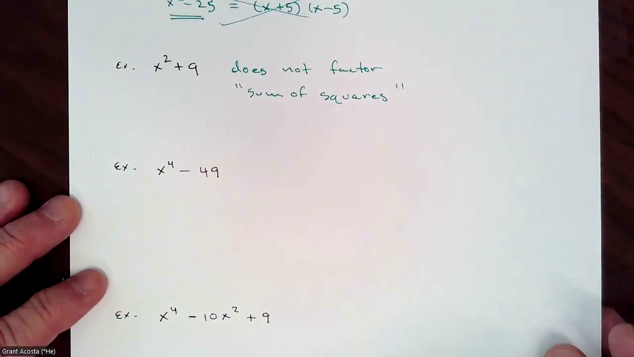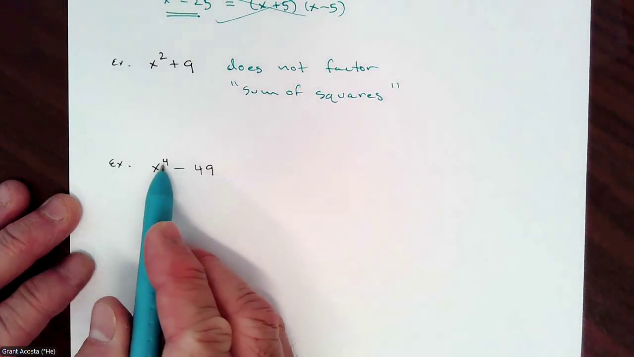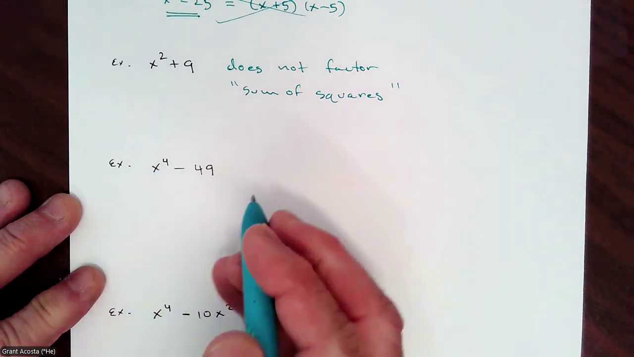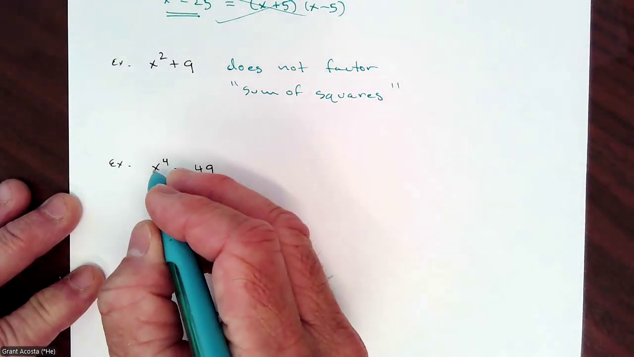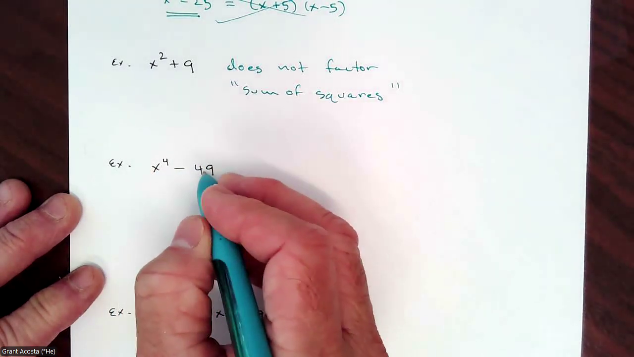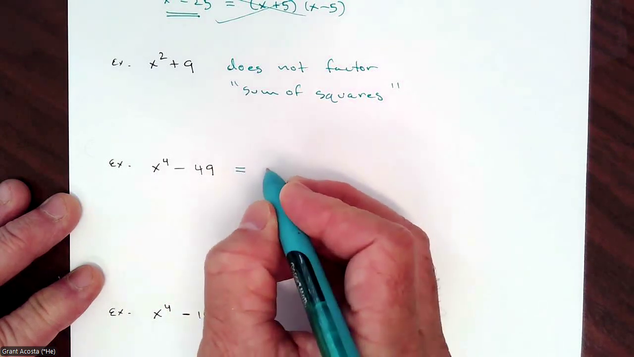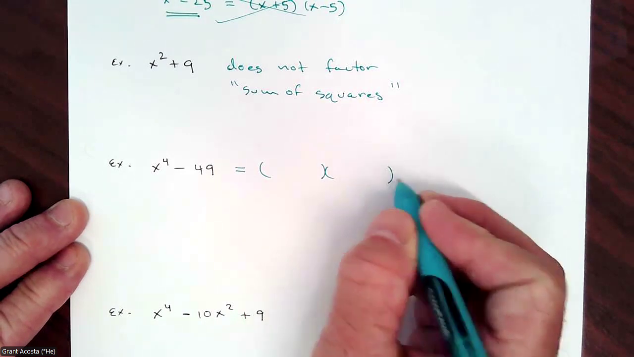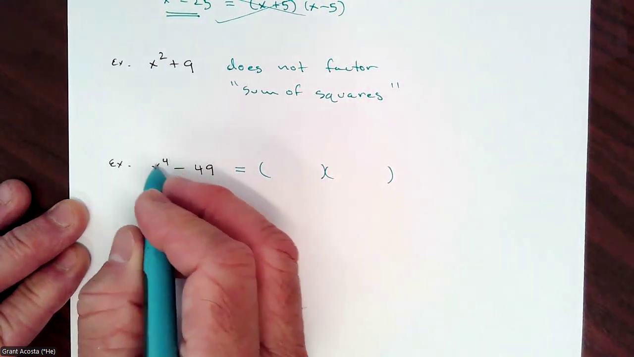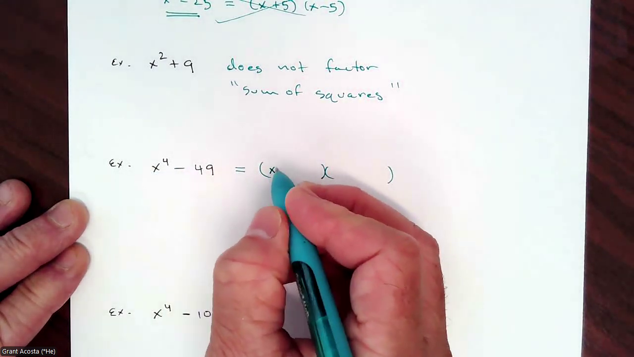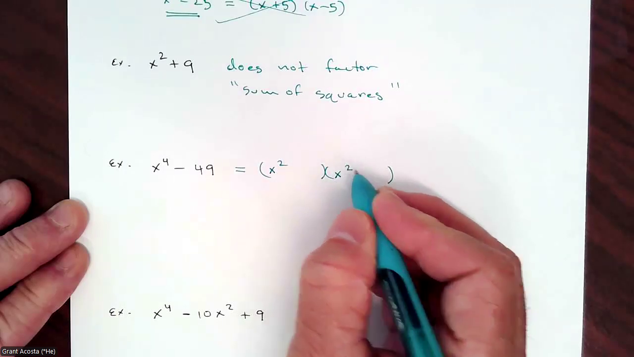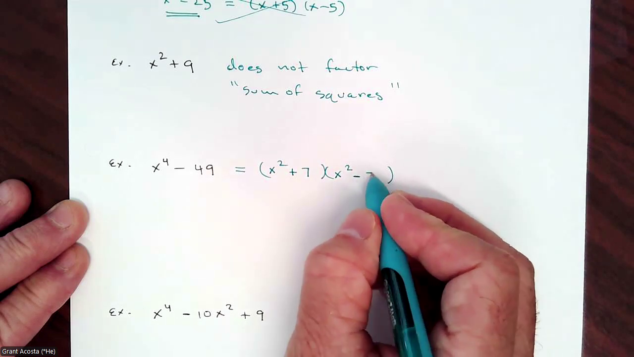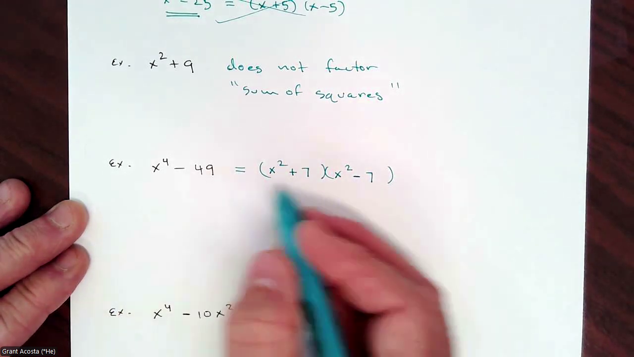And you can use this idea. This is not a quadratic. This is a degree 4 polynomial. But whenever you see something minus, especially if this is a perfect square, you can still sort of think of it as a difference of squares. The only difference here would be the two things that multiply to give me x to the 4th. I'd want to have x squared and x squared. And that would be x squared plus 7 times x squared minus 7, just like a difference of squares.